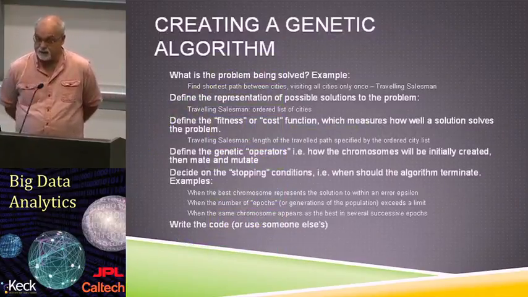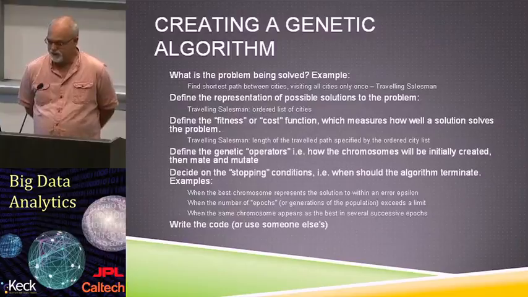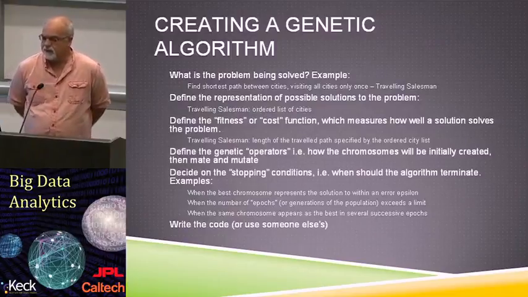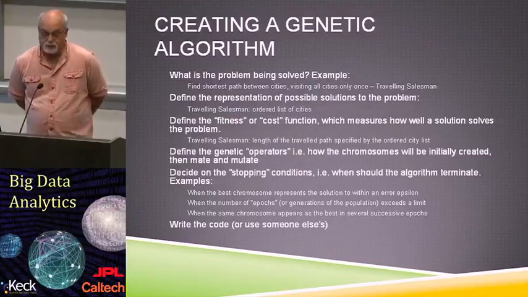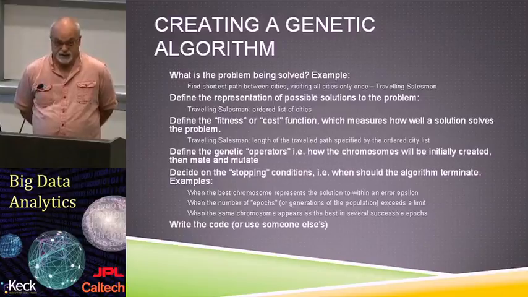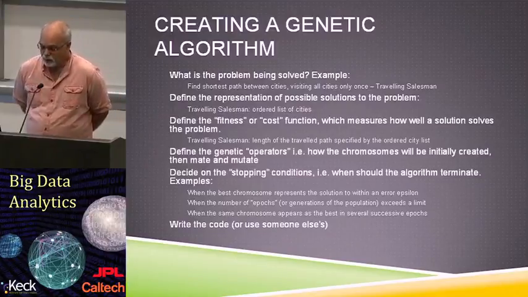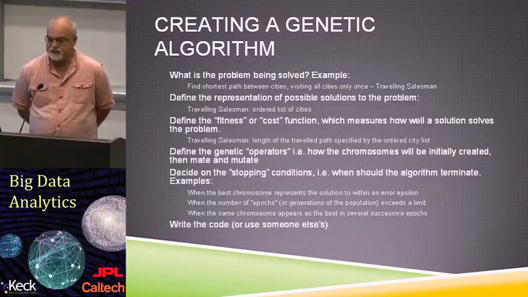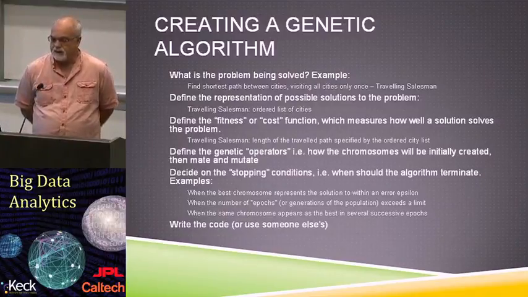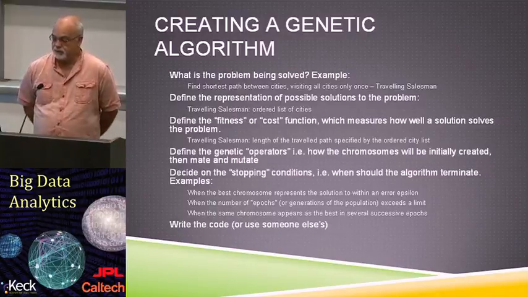So how do we actually do that in practice? Well, first of all, we need to look at what the problem is that we're trying to solve with a genetic algorithm. Let's take as an example the travelling salesman problem, which, as you probably know, is to find the shortest path between a set of cities where you visit each city only once and you try to minimise the total path length. Once you've defined the problem, then you need to define the representation of the possible solutions to the problem. And in the travelling salesman case, this is simply an ordered list of cities. So a list of cities which the salesman should visit.